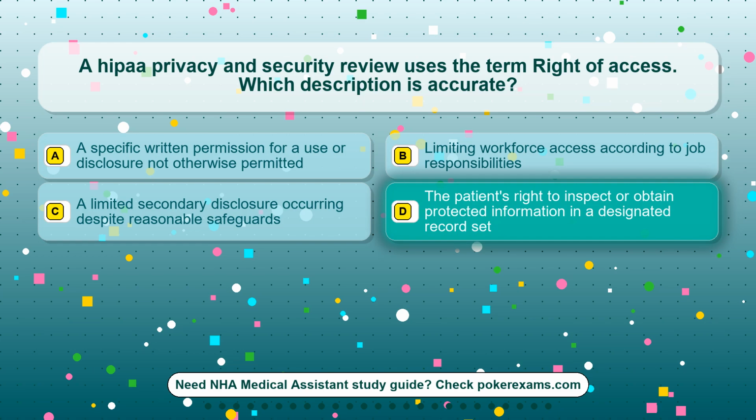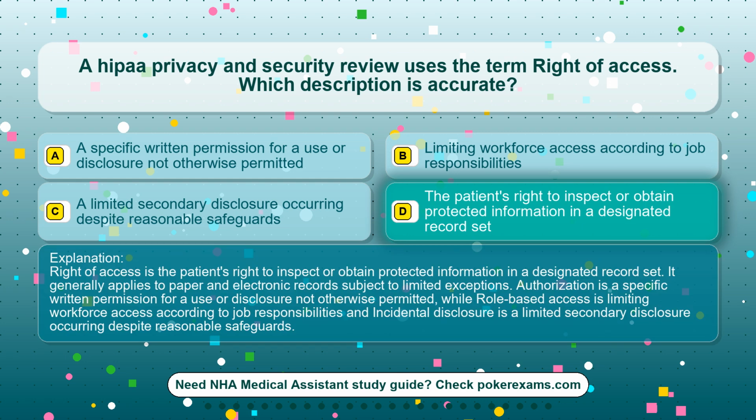The correct answer is option D. The patient's right to inspect or obtain protected information in a designated record set. Right of access is the patient's right to inspect or obtain protected information in a designated record set. It generally applies to paper and electronic records subject to limited exceptions. Authorization is a specific written permission for a use or disclosure not otherwise permitted, while role-based access is limiting workforce access according to job responsibilities, and incidental disclosure is a limited secondary disclosure occurring despite reasonable safeguards.